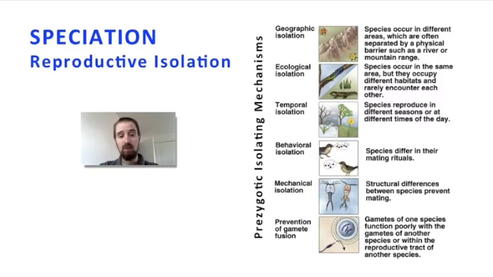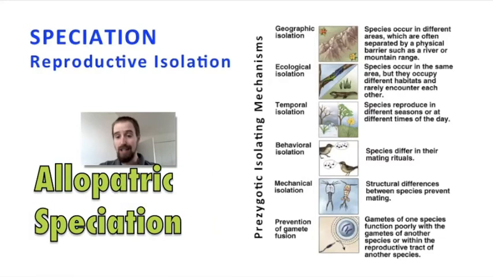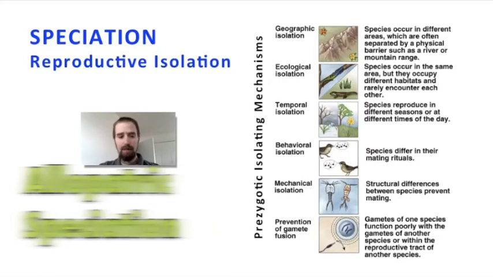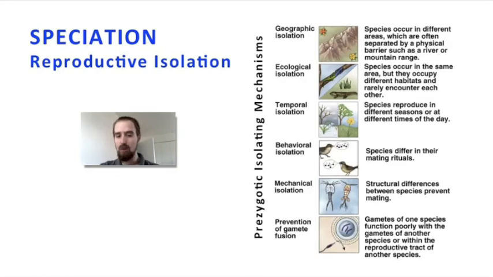Here we see a list of what are called prezygotic isolating mechanisms. Prezygotic meaning before a zygote can form, which means that these mechanisms prevent fertilization from occurring. Geographic isolation, when species occur in different areas separated by a physical barrier, such as a river or mountain range, is one form of prezygotic reproductive isolation, and results in allopatric speciation. But reproductive isolation can happen in other ways too, which explains why sympatric speciation is possible.